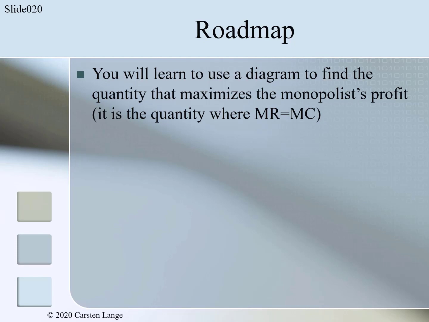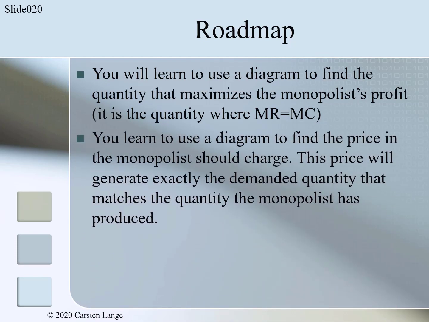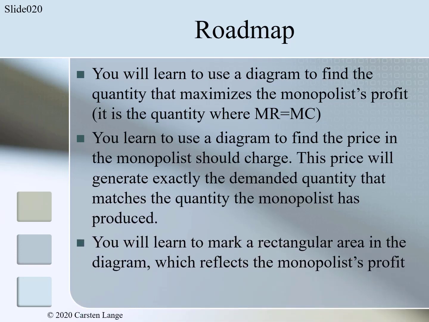You will also learn to use a diagram to find the price the monopolist should charge. This price will generate exactly the demanded quantity that matches the quantity the monopolist has produced. And finally, you will learn to mark a rectangular area in the diagram which reflects the monopolist's profit.